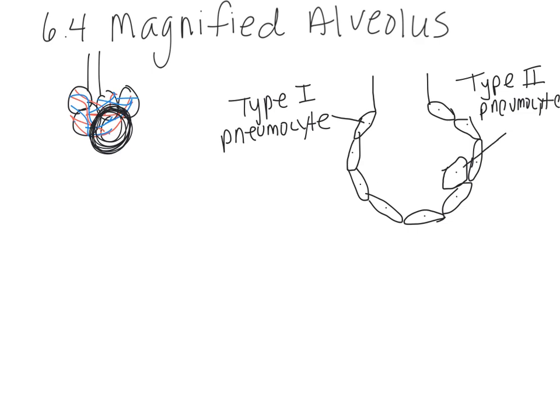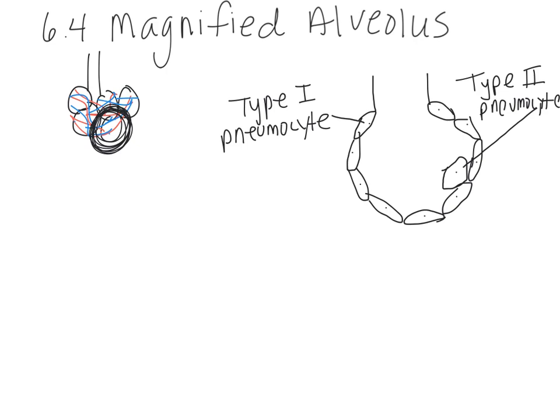Cyte meaning cell, pneumo referring to the lungs, kind of like pneumonia infects the lungs. Anyways, the type 1 pneumocytes form the wall of the alveoli. They're thin, they allow for easy diffusion. Type 2 pneumocytes secrete a surfactant on the inside of the alveolus to keep the inside of the alveolus from sticking together. We want that thing to be inflated, not stuck to itself.